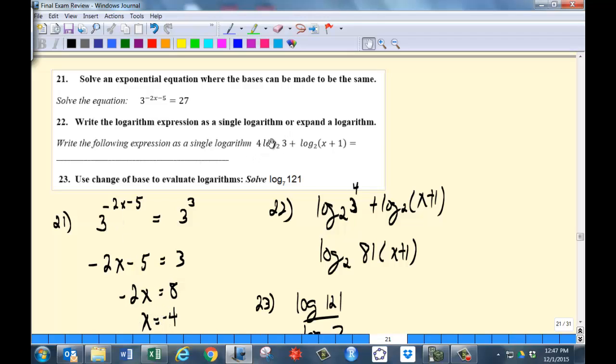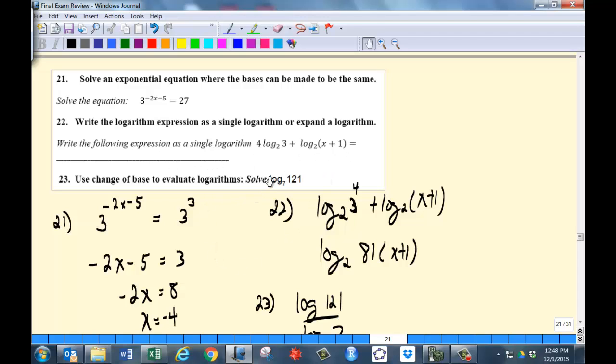Here we want to write as a single log, so we can take 4 and put it on the exponent here. And then since the bases are both 2, the plus means multiply. So that's what I did here. And then the sum here means that we're just going to multiply this times whatever this is. Okay? So be sure you know how to expand logarithms.